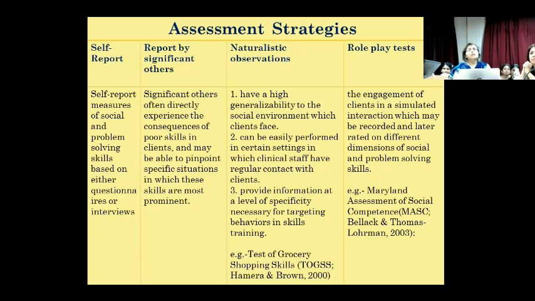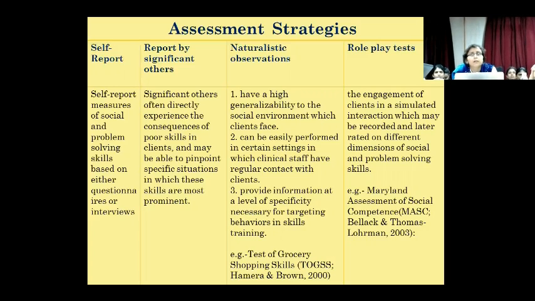The report by significant others involves people who directly experience the consequences of poor skills in clients and may be able to pinpoint specific situations in which these skills are most prominent. It becomes quite pertinent when it comes to psychiatric illness, because they are the ones who spend most of the time with the client. So a report by any significant others, maybe a caregiver, parents, siblings, or friends, is quite necessary.